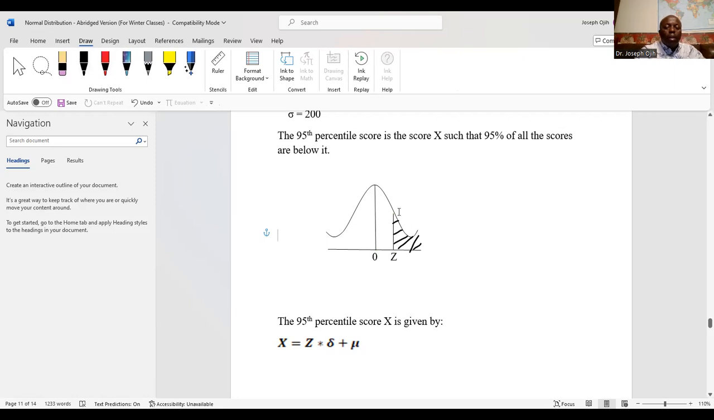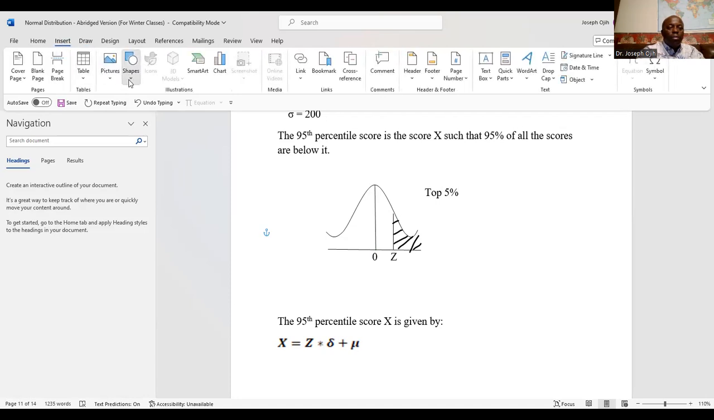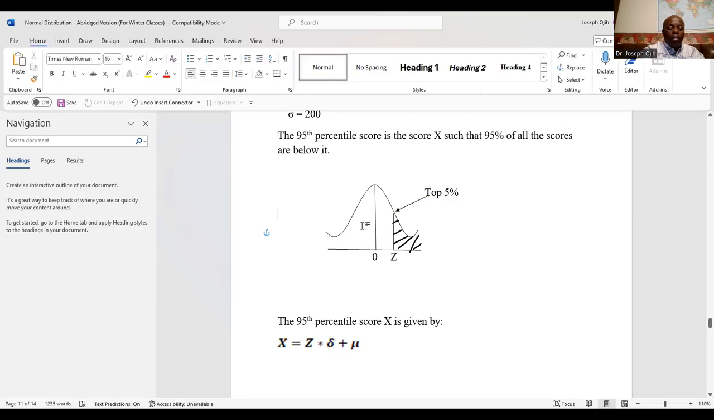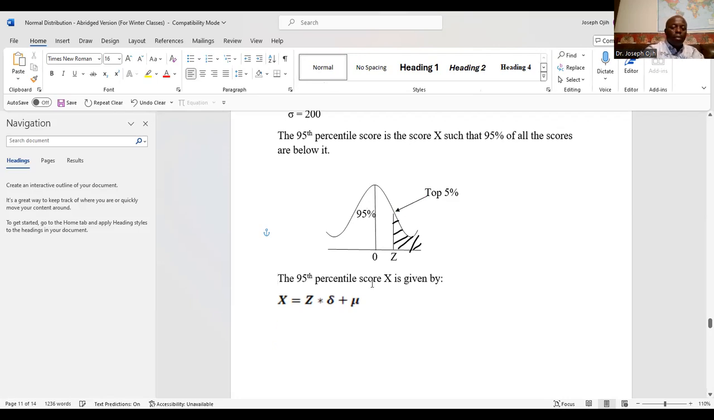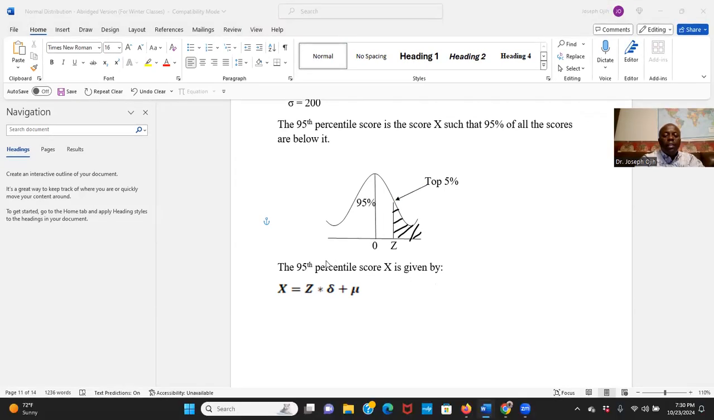Now, if you're looking for the top 5%, that's what we're going to do. That's the top 5%, because 95% of all the scores will be below it. That's just the line right there. So about 95% will be below it. So we have this in the form of the 95% test score.